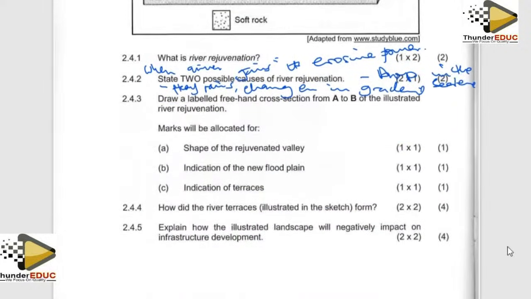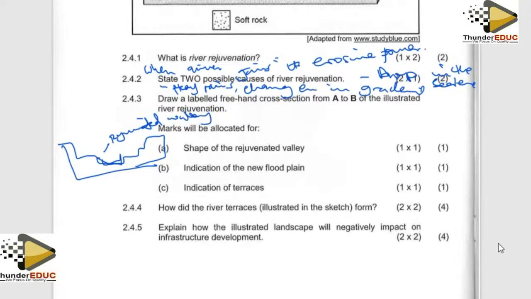Let's see here, it's going to be a freehand cross-section. He said freehand. That means they want us to indicate the shape of the rejuvenation, the shape of the rejuvenated valley. So this is the rejuvenated valley, which is the new. So we say rejuvenated valley. And then they say indicate the new valley. This is the rejuvenated valley. So the new valley is this one.